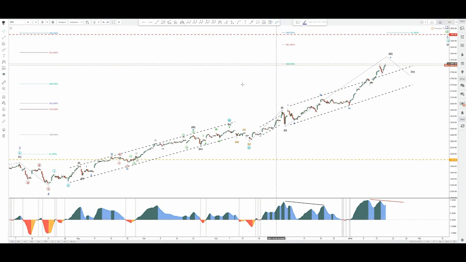Now, if I go even closer to that, we can actually see from minor four, we started with minute 1-2 and then extension in minute three. Therefore we have 1-2 minute and then 1-2 subminute, subminute three, subminute four, and then extension in micro wave three. So you can see how powerful this strategy can be. I mean, this concept, Elliott wave.